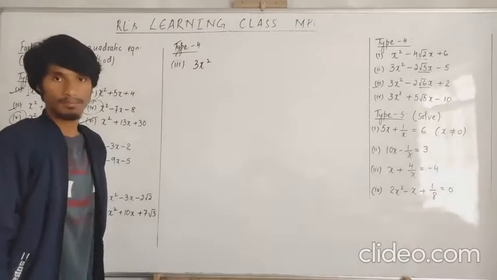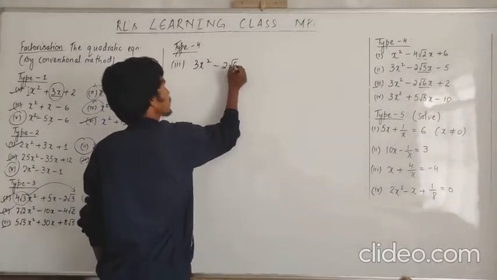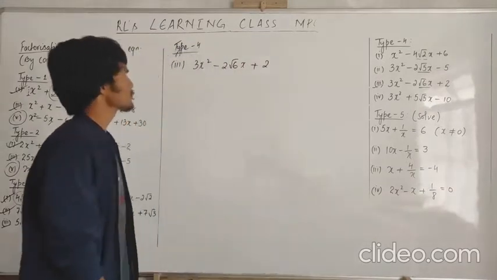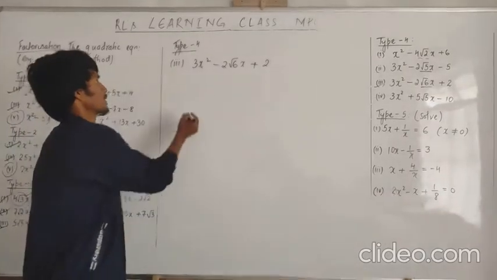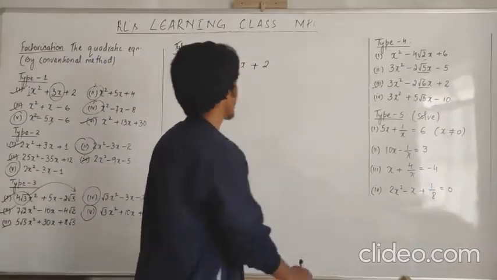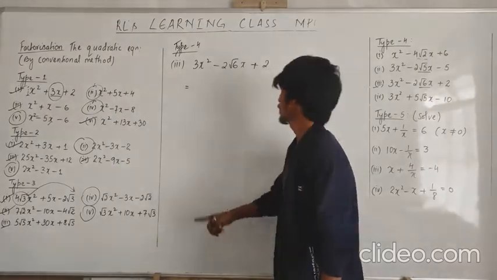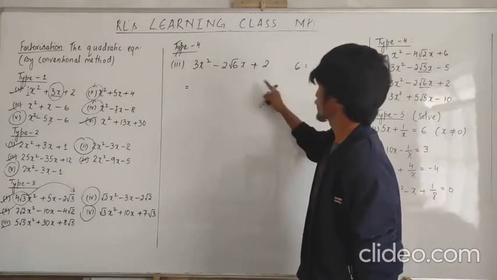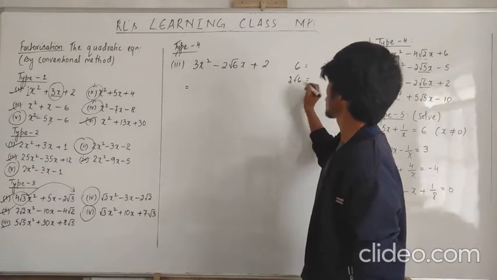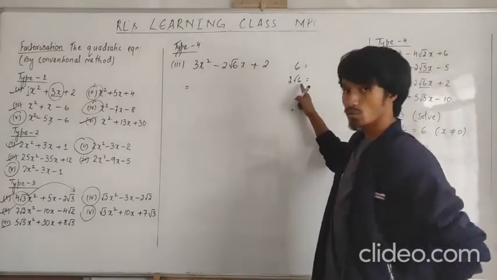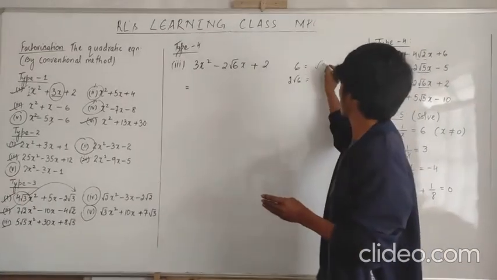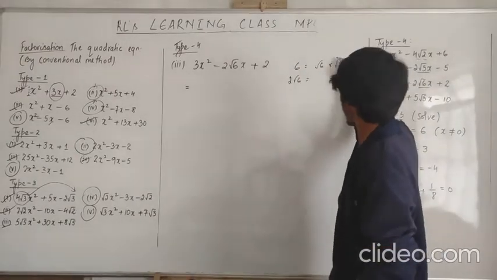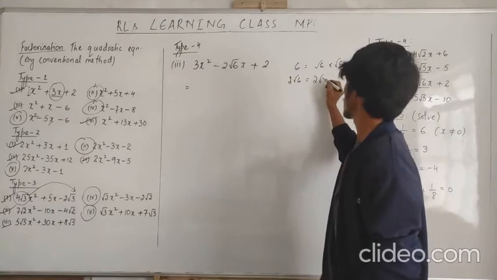3x squared minus 2 root 6 x plus 2. Now again, we have to do the same as we did in type 2. When the numbers are different, multiply this and this: 3 into 2, we got 6. Then here is 2 root 6. I told you, when there is a root in the middle term, always start with that. Root 6 into root 6 we got 6. Then here is 1 and here also 1, so 1 plus 1 is 2 root 6.